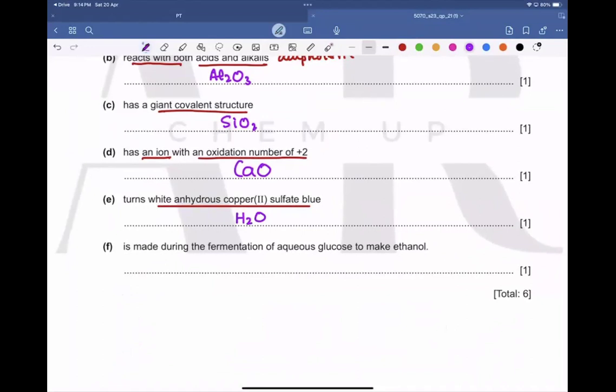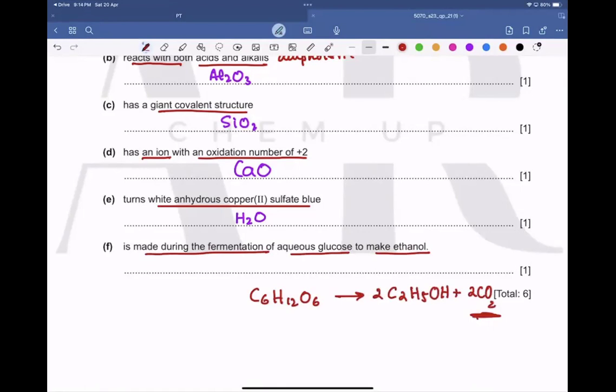Okay. Now, next one is made during the fermentation of aqueous glucose to make ethanol. Which oxide is formed when the glucose is fermented? Can anyone recall the equation? Yes, very good, Zainab. It forms 2 moles of ethanol and 2 moles of carbon dioxide. So this is the oxide. Yes, very good. So it's carbon dioxide.